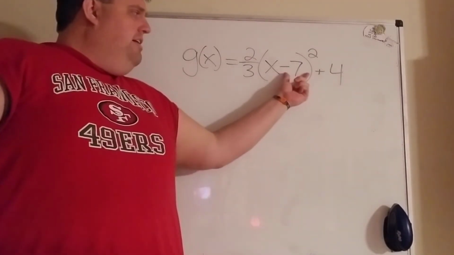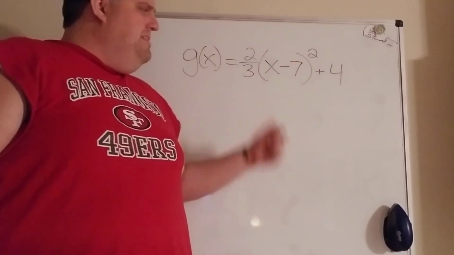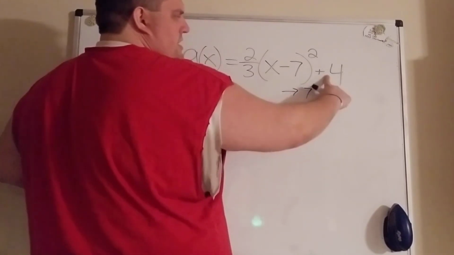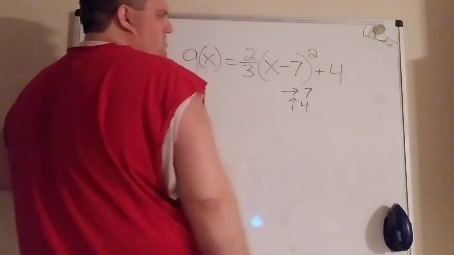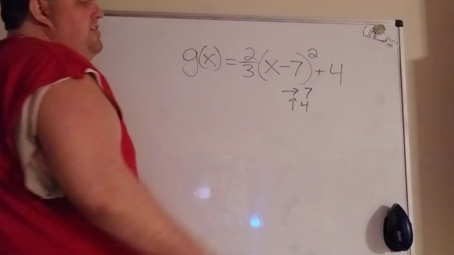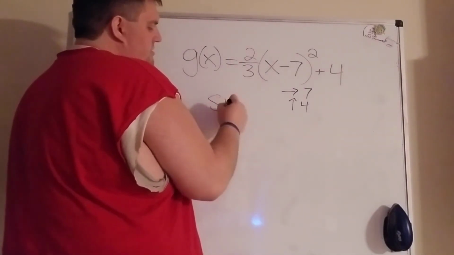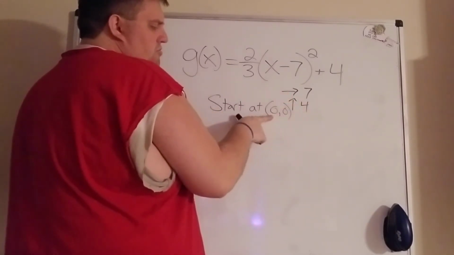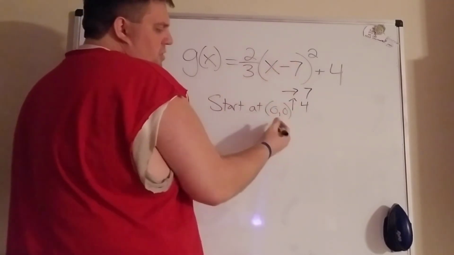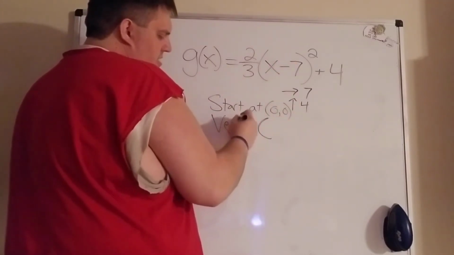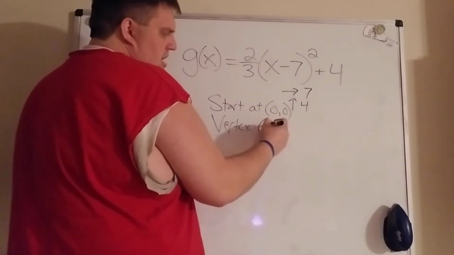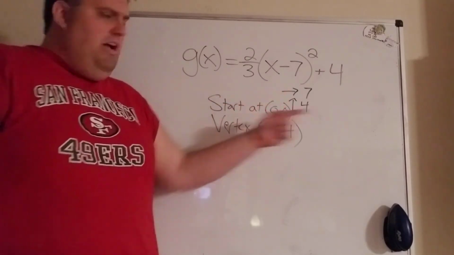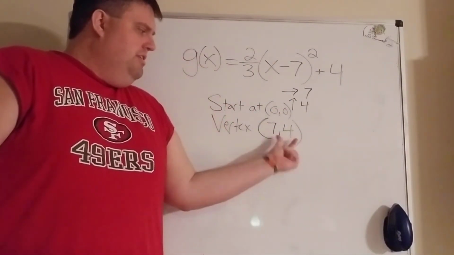On the inside here is my horizontal shift, so minus 7 means it's going to go to the right 7. This plus 4 is going to go up 4, right? That's my vertical shift. So if I start at (0, 0), and then I go right 7, up 4, my vertex is going to go to (7, 4). It just shifts it to the right 7, positive 7, up 4. Now my vertex is there.